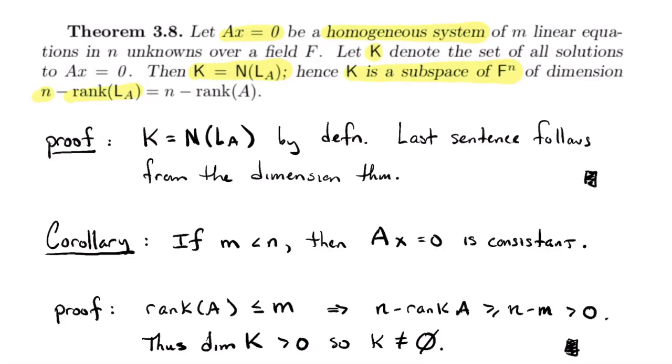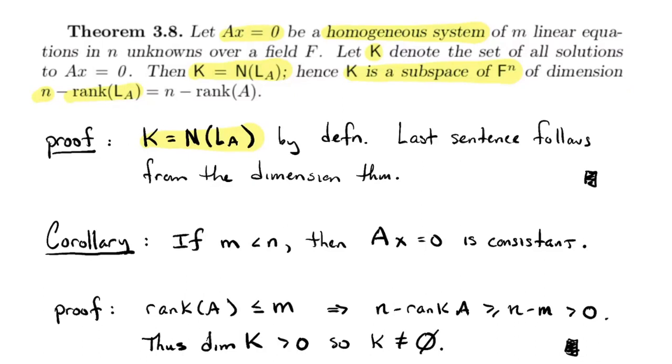The proof of this is really just semantics. We've done it all. By definition, you're a solution to that homogeneous system if and only if A times u is 0, that is, L sub A of u is 0. You're in the null space. That's just the definition. Null spaces are subspaces. The final sentence follows from the dimension theorem, right? Because the dimension of the domain is n, and if you subtract the rank of the operator, you always get the dimension of its null space. So really, that's just some rephrasing of theory that we've already done.